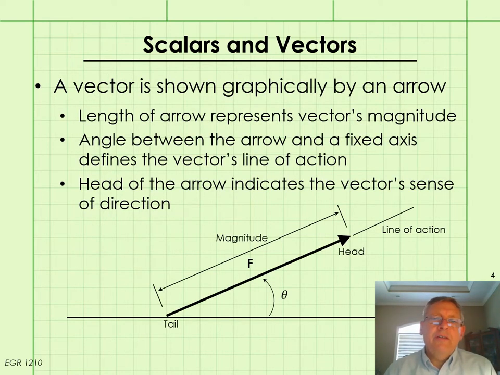We show vectors graphically by an arrow, where the length of the arrow represents the vector's magnitude, where the angle between the arrow and a fixed axis defines the vector's line of action, and where the head or tip of the arrow indicates the vector's sense of direction.